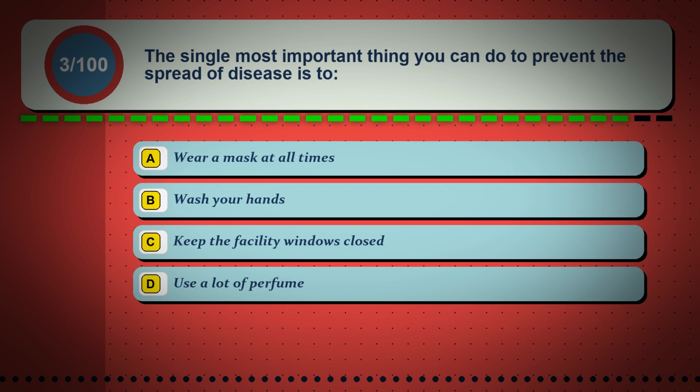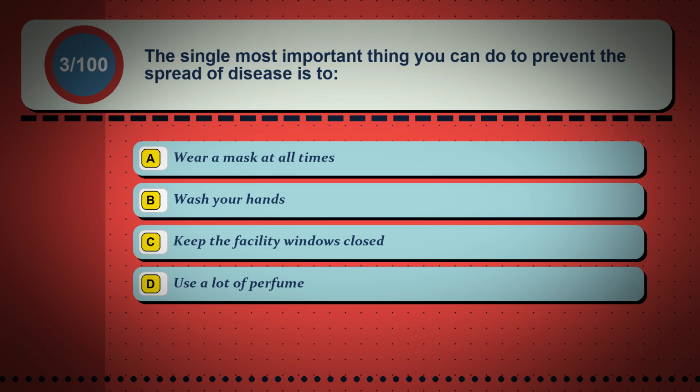Question 3. The single most important thing you can do to prevent the spread of disease is to: Option A. Wear a mask at all times. Option B. Wash your hands. Option C. Keep the facility windows closed. Option D. Use a lot of perfume.